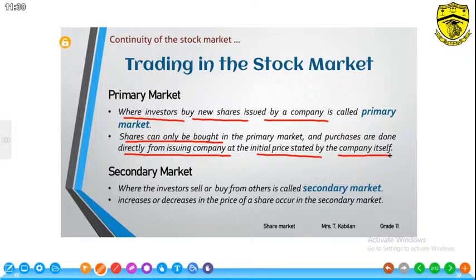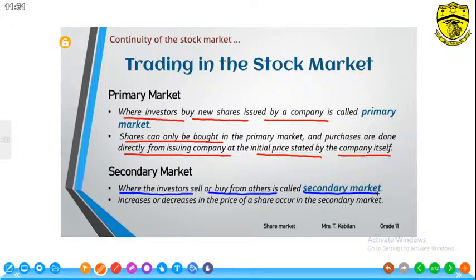What do you mean by secondary market? Secondary market is the market where the investors sell or buy from others. What do you mean by that? This means in the secondary market, buying and selling of shares are done, right?